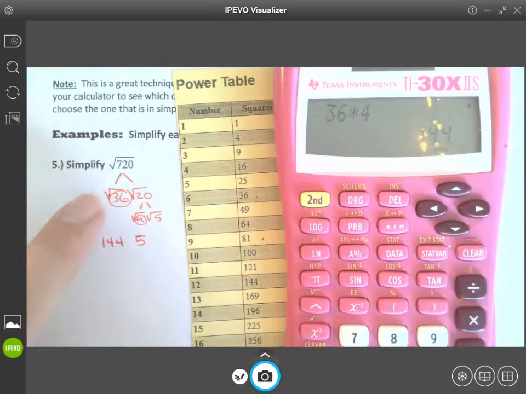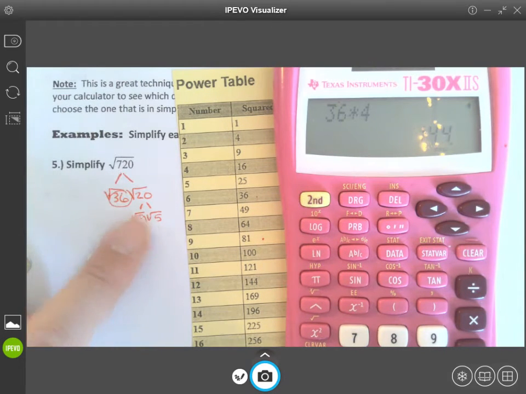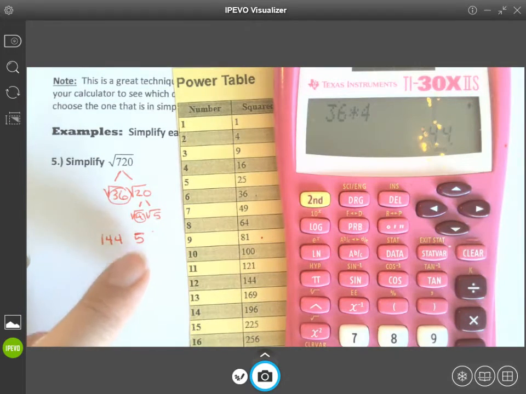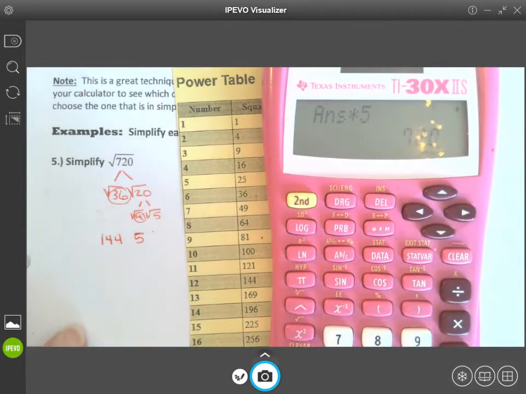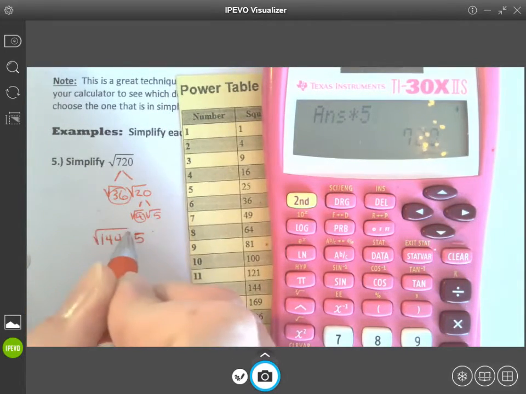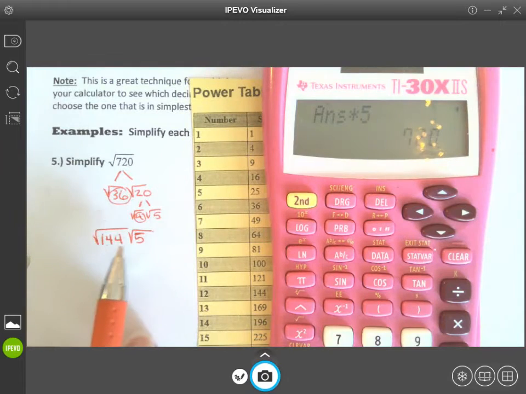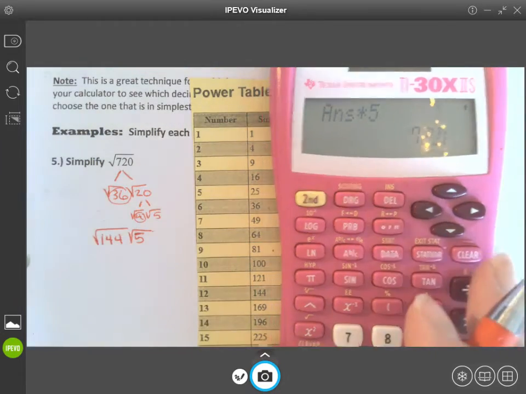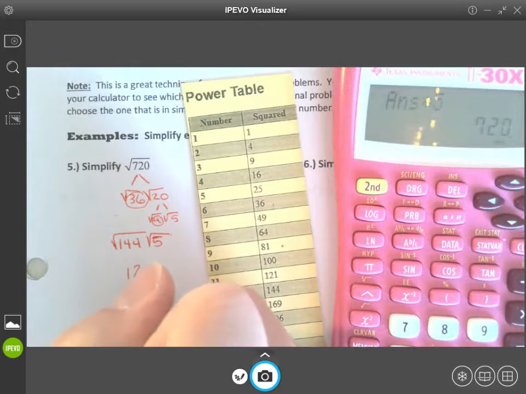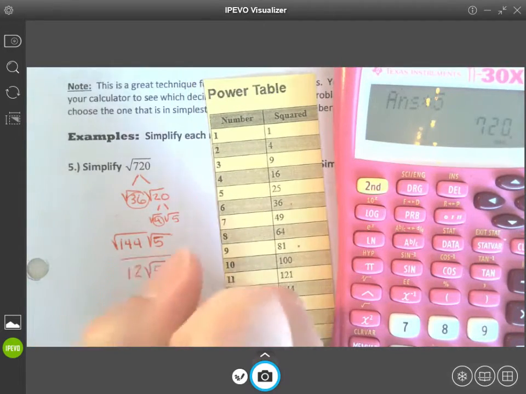Look, 36 times 4 times 5. So 36 times 4. If you take a perfect square times a perfect square, you get a bigger perfect square. And then we have times 5. Now double check this. Is 144 times 5 720? Yep, 720. How do I know I got the biggest perfect square? 5 doesn't have a perfect square factor. What's the square root of 144? 12. It is 12. So 12 square root 5.